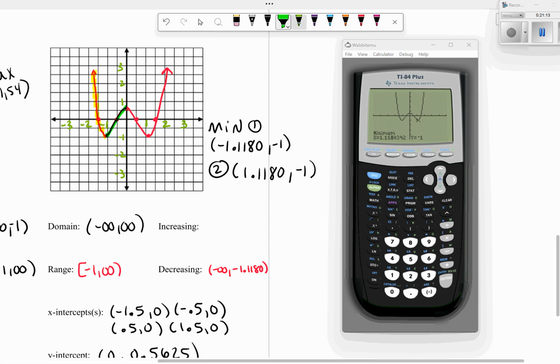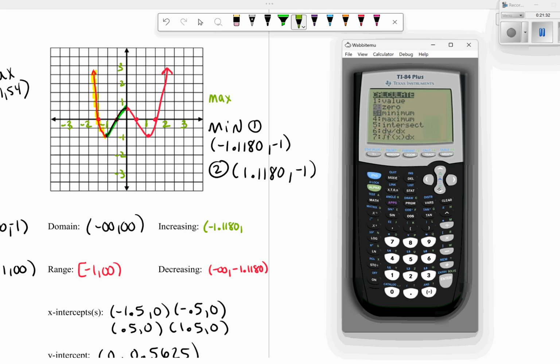So we are increasing from -1.1180 to, you know what, I didn't even write down the maximum right there. The maximum was from our y-intercept, I think, but let's double check just to make sure. So second trace, maximum, and we're just going to check because we're not 100% sure it's at the y-intercept. So yeah, it is.